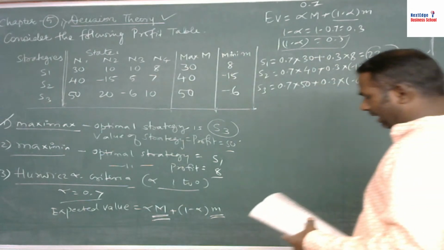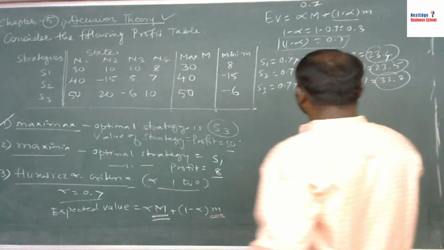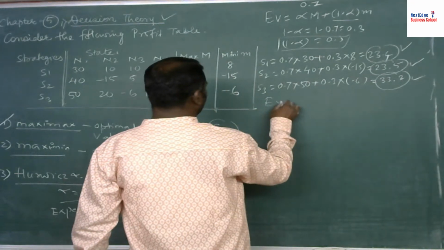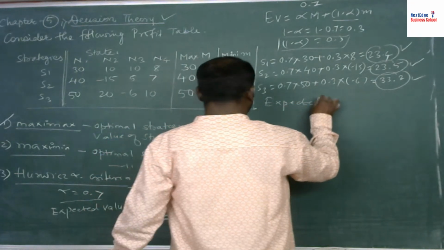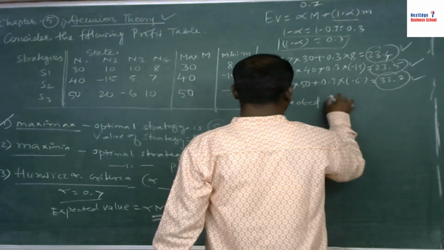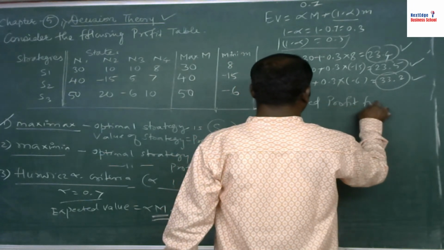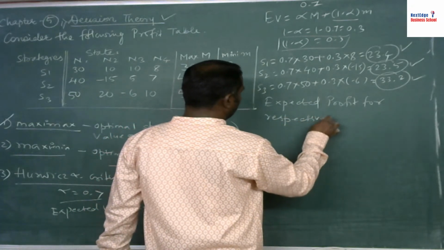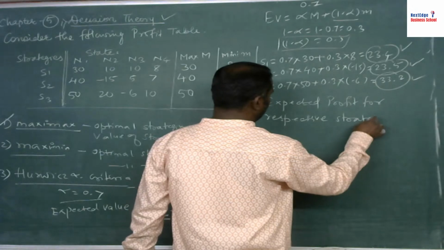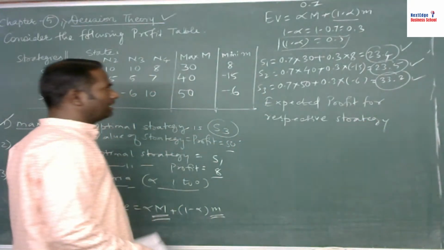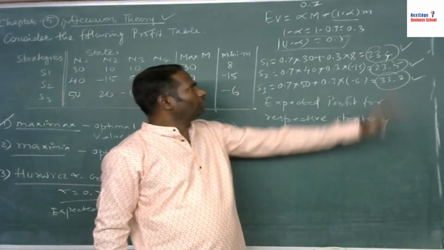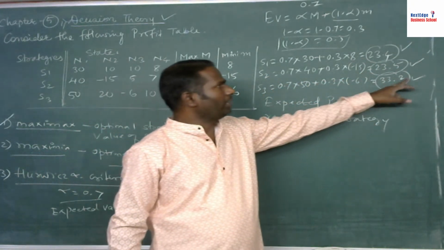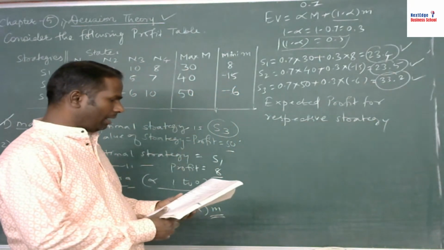So what are all these values? These all values are the expected profit for the respective strategies. Clear? Now tell me, for S1 the profit is 23.4, for S2 the profit is 23.5, and for S3 it is 33.2. That means we want the maximum profit.